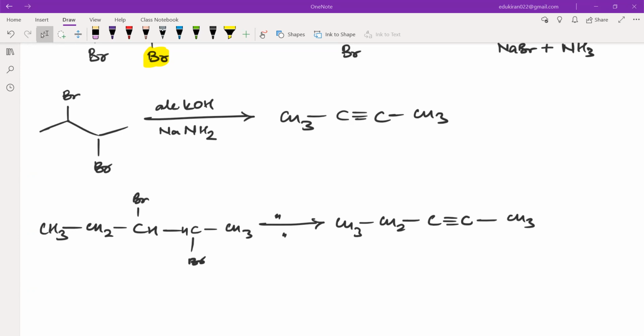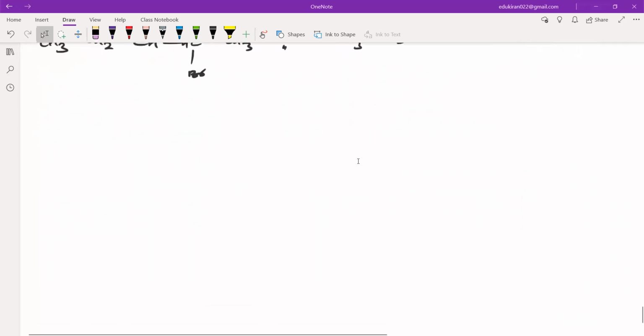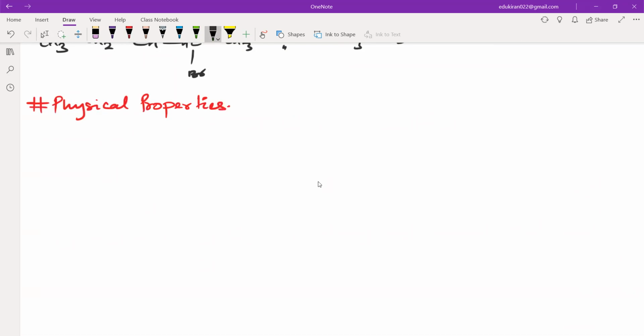So there are no other methods of preparation of alkynes that you have to know. Next is the physical properties, which are also very similar to those of alkanes and alkenes. Generally, the smaller alkynes are gases. The first three members are gases, next till eight members they are liquid, and after eight members they are going to be solid.